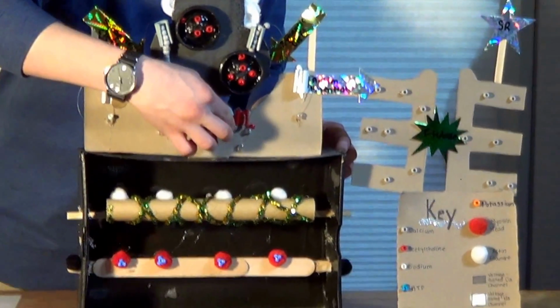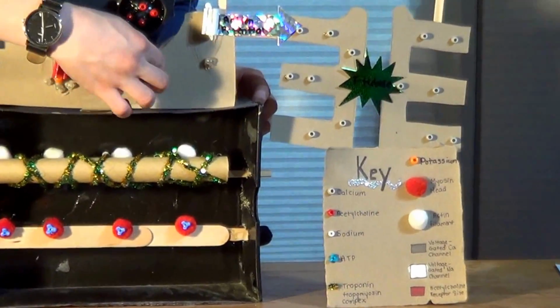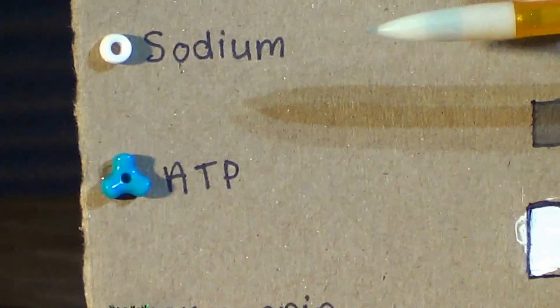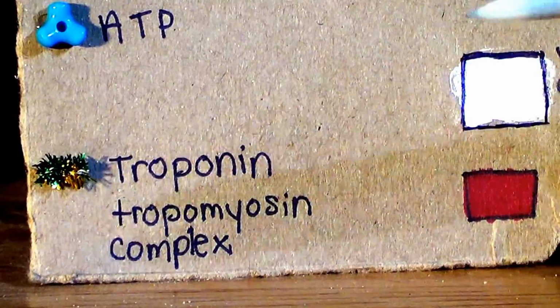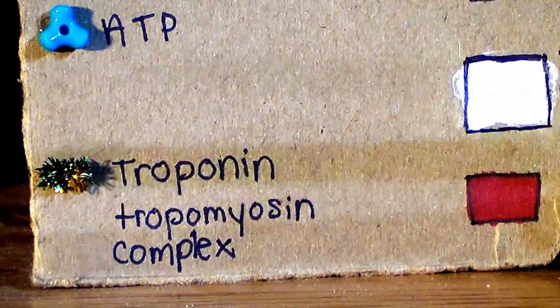Now, as he's clearing the potassium, I'm going to put you back down to the key so I can show you the components for the muscle contraction. We have this blue triangular shaped bead, which is ATP. We have this pipe cleaner mixture, which is troponin, tropomyosin complex. We have two pom-poms here, the myosin head and the actin filament.